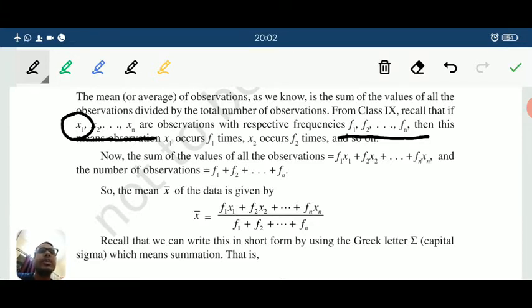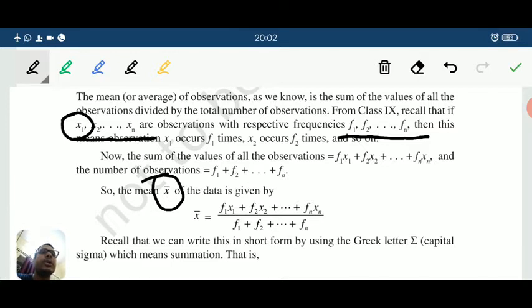To get the mean of this particular observation, which is repeated as per the given frequencies, the mean is represented as x bar. So x bar is equal to the sum of all the observations upon the total number of observations. The total number of observations is the sum of all the frequencies. And how to get the sum of all the observations? By multiplying by the number of times the given observation has occurred in the given data.